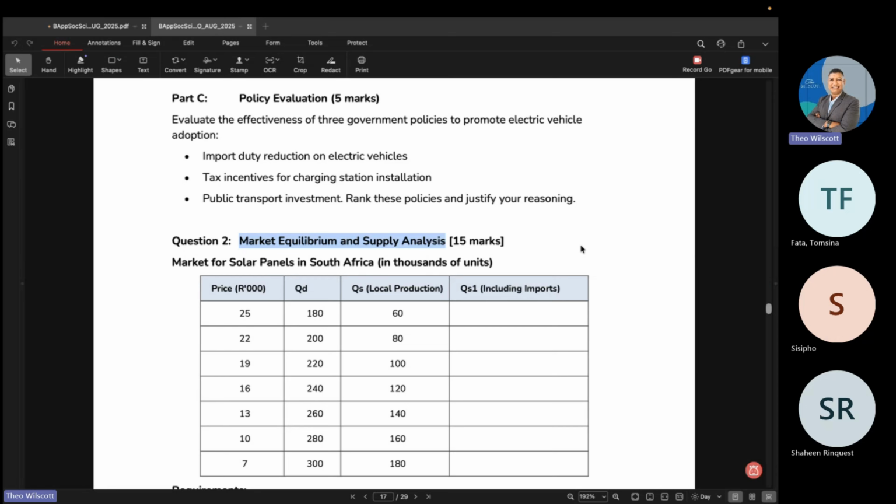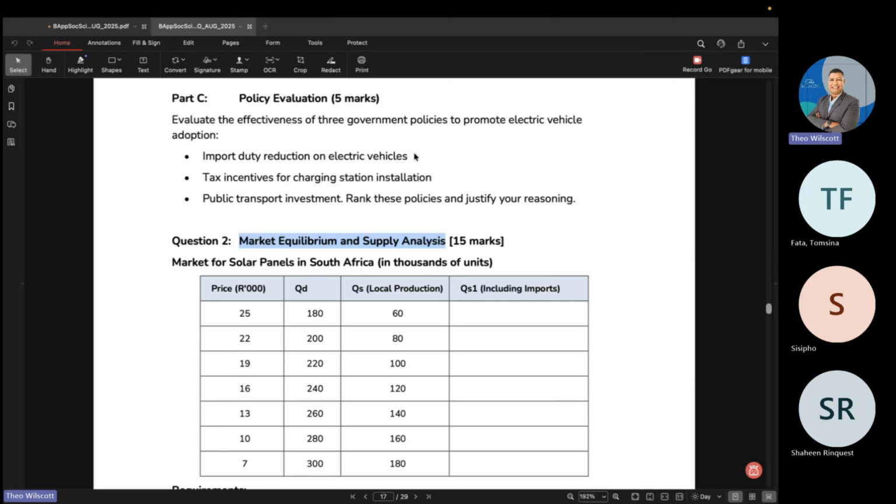So another question. Evaluate the effectiveness of 3 government policies to promote electric vehicles. We were just speaking about that. Import duty reduction on electric vehicles. There shouldn't be an import duty on electric vehicles. Electric vehicles should come in without any duties applied to them.